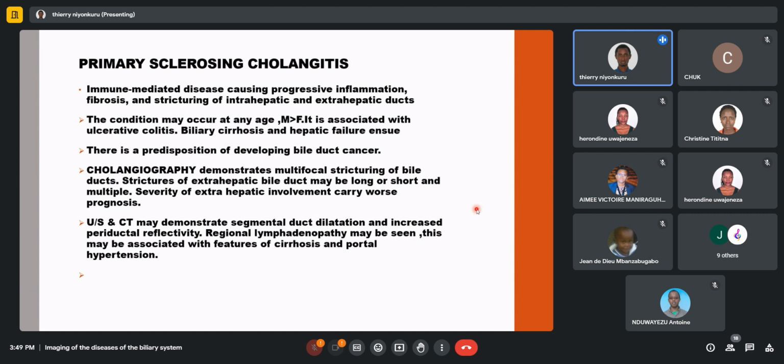of bile duct. Strictures of the extrahepatic bile duct may be long or short or multiple, while on CT and ultrasound we see segmental duct dilatation and increased periportal echogenicity. We might see regional lymphadenopathies. This may be associated with features of cirrhosis and portal hypertension.